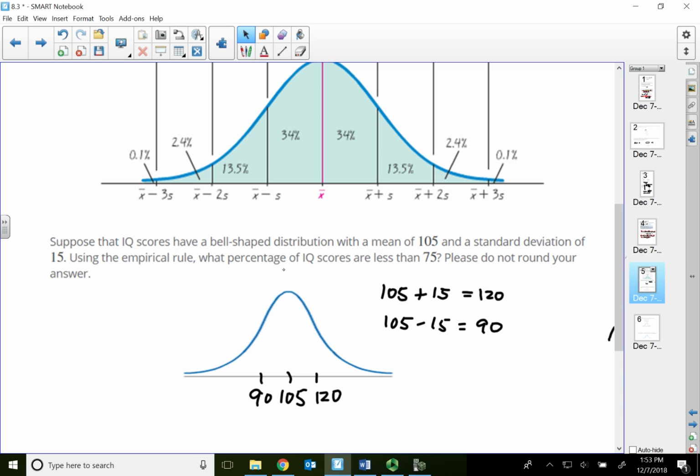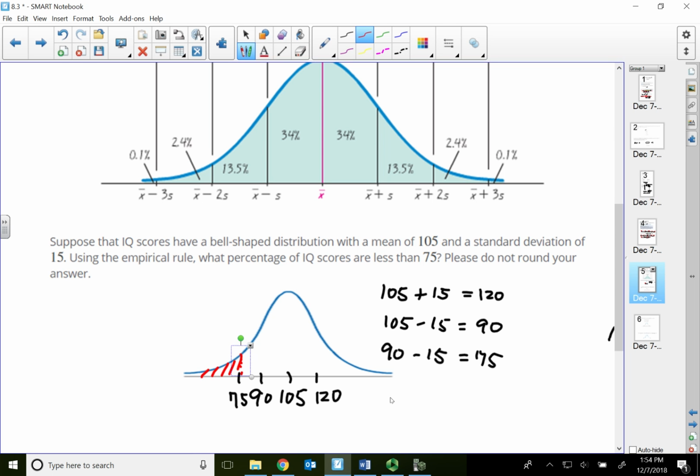Now, what percentage of scores are less than 75? So 75 is to the left side of the mean, so I need to keep going left until I hit 75. From 90, one more standard deviation to the left, and every standard deviation is 15 at a time. So 90 minus 15 is 75. The question is asking how many percent is from this place to the left of it. My 75 is actually two standard deviations below.